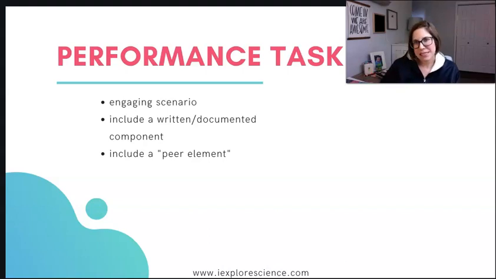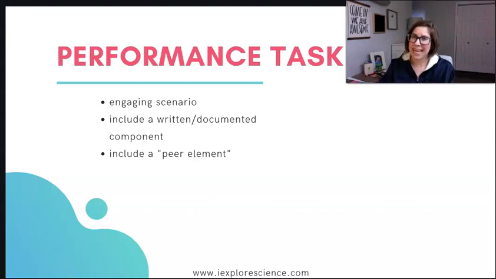But if you want to spice up your assessment and make it cool, try to find something that's super fascinating, right? You also want to have a written or documented component. This is really important, especially for the next part, the peer element, because you need to assess your students. You need to know what your individual student knows. You need to see their performance and see what they produced and what they created. So have that individual written documented component.